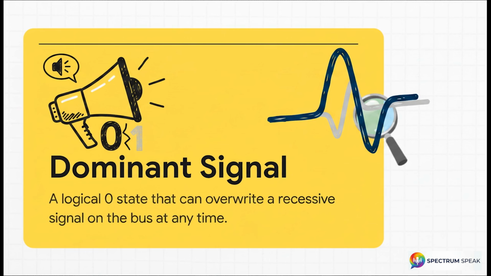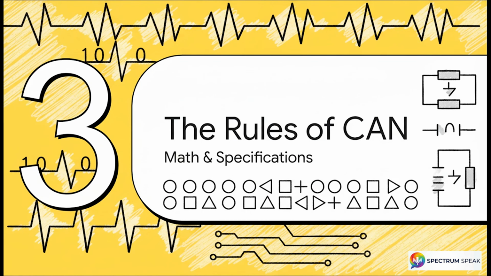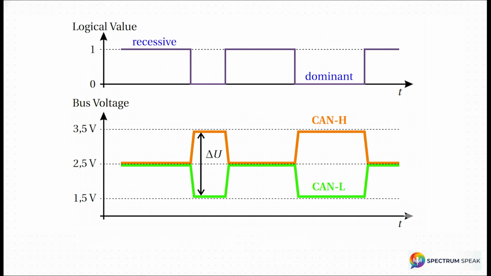And you know what? That is exactly how CAN bus arbitration works. If node A transmits a recessive 1 and node B transmits a dominant 0, that dominant 0 physically crushes the 1 on the wire. The 0 always wins. Moving on to Section 3, the math and the rules of CAN. Let's take a look at the rigorous electrical standards that actually dictate this dominant and recessive behavior. Notice how the math physically represents that megaphone analogy we just talked about?